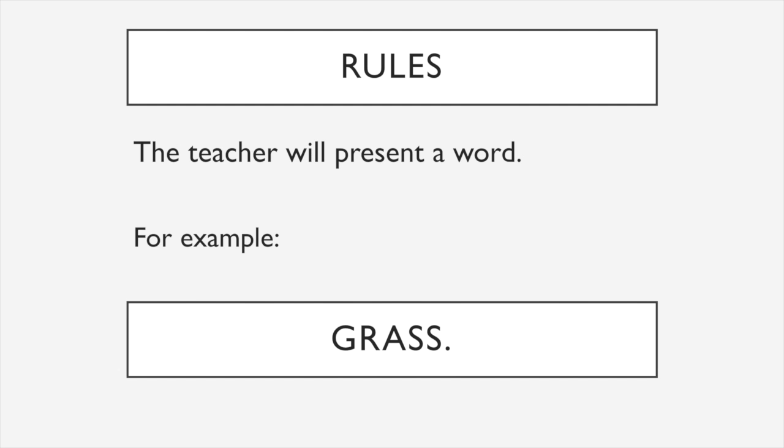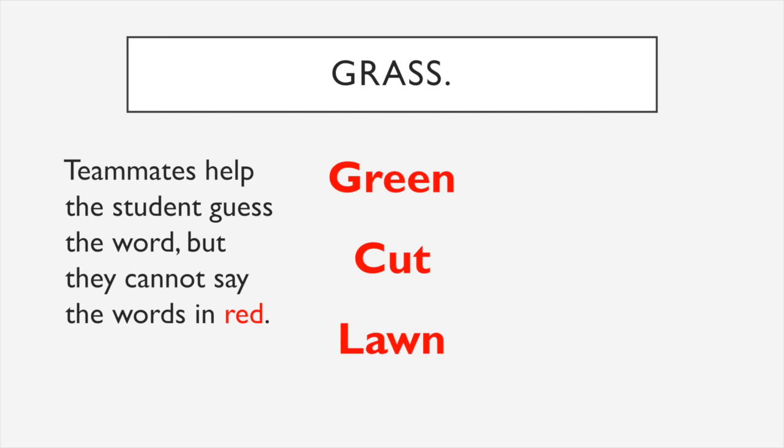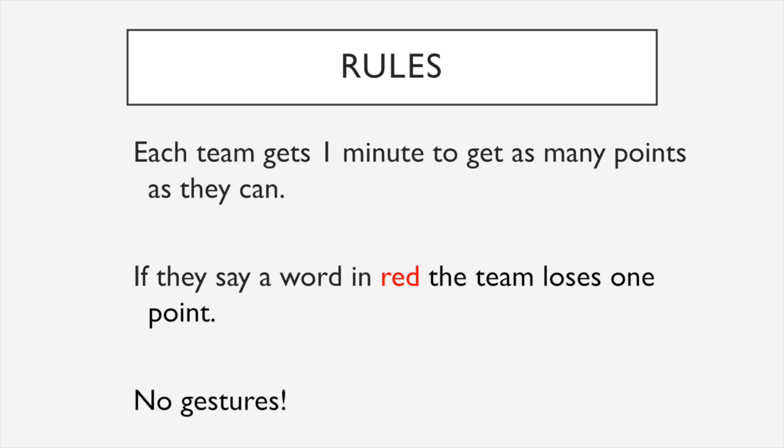The teacher will show the rest of the class a word, for example, grass, as well as 3 words in red. These words are taboo, which means they cannot be said. The team's goal is to get their teammate to guess the word grass, but they cannot use the taboo words green, cut, or lawn. If they say these words, they lose a point. Each team has 1 minute to guess as many words as they can. And of course, no gesturing.